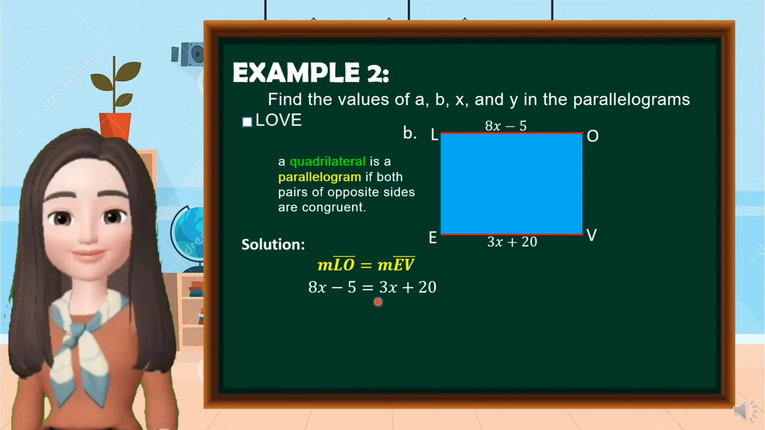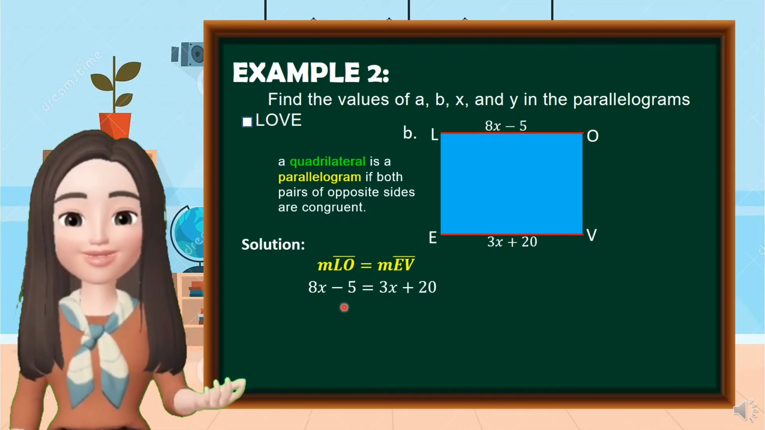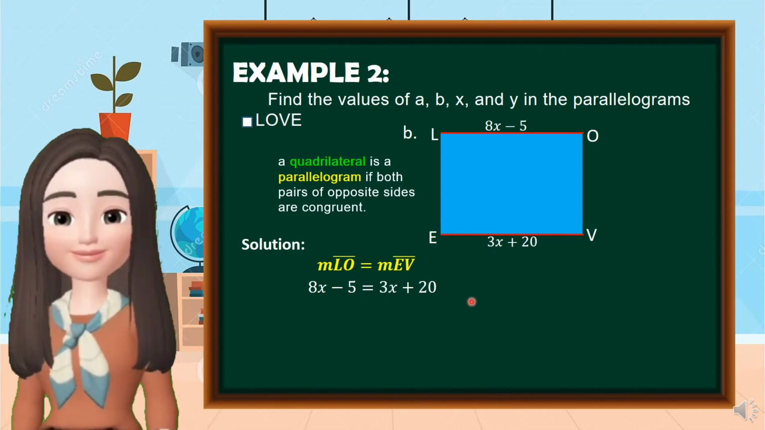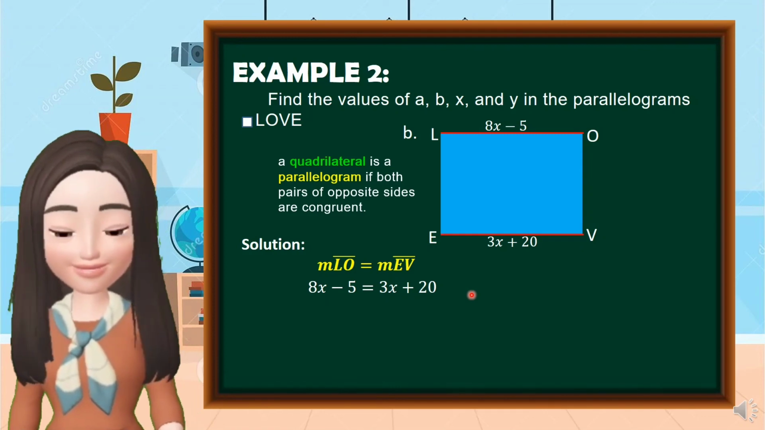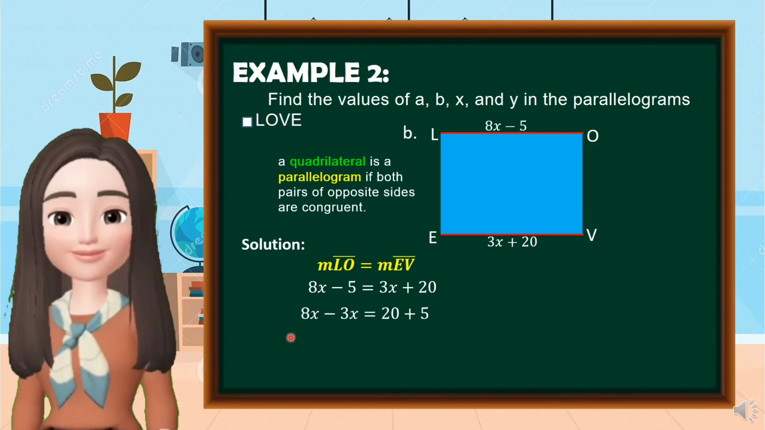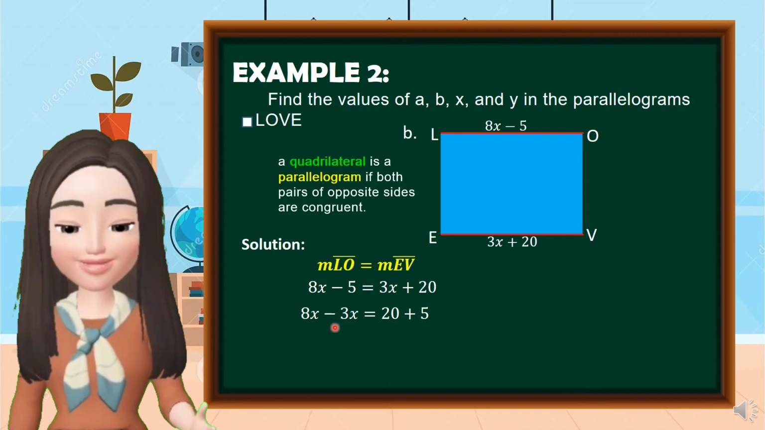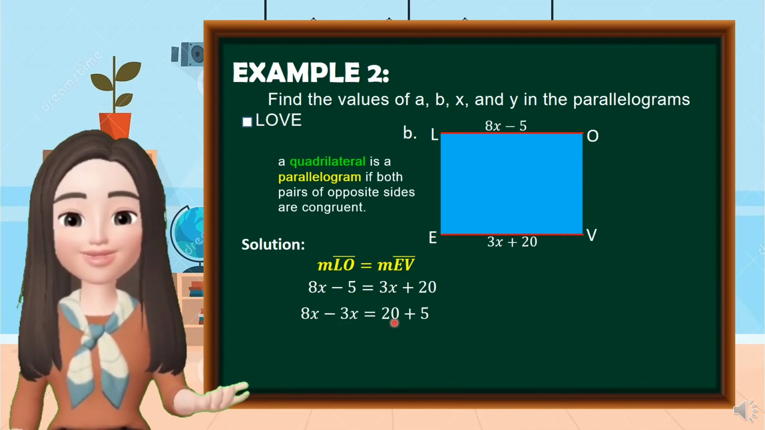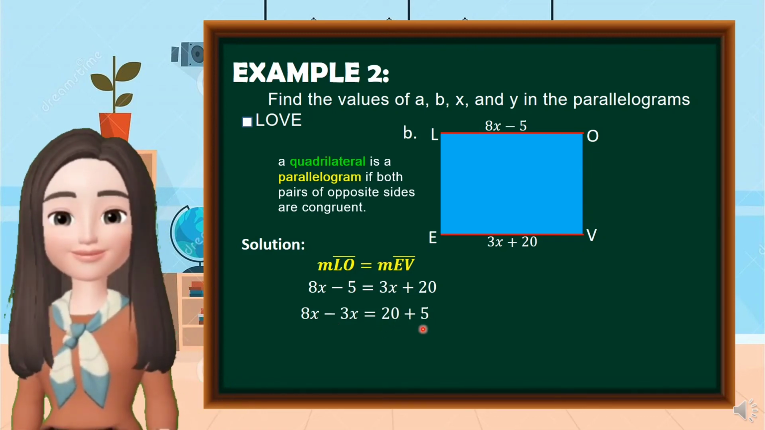So, si 3x, ilipat natin sa left side. At si negative 5, ilipat natin sa right side. At kapag nag-transpose tayo, we are changing the sign. So, therefore, that will become 8x minus 3x. Si positive 3x, naging negative 3x. Plus 20 plus 5. Si negative 5 ay naging positive 5.